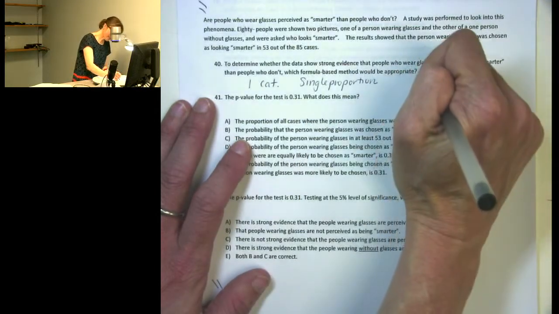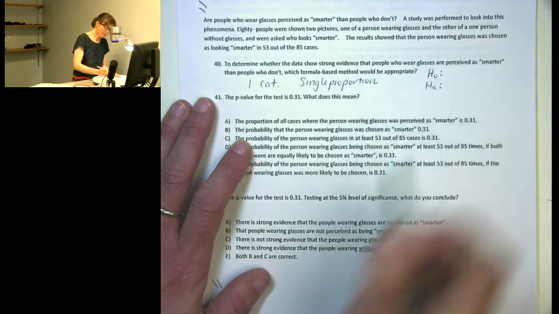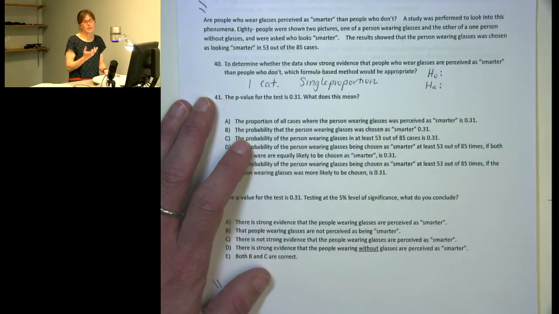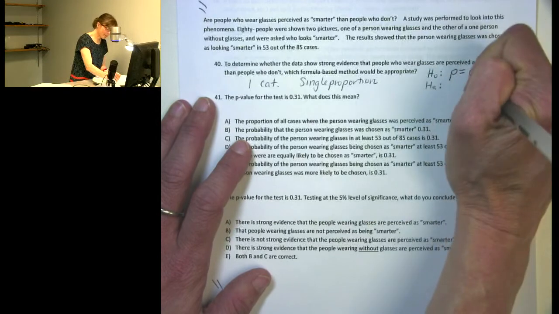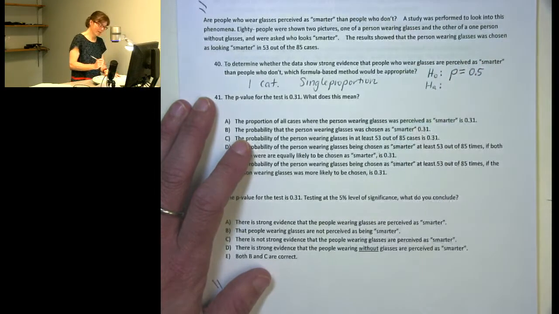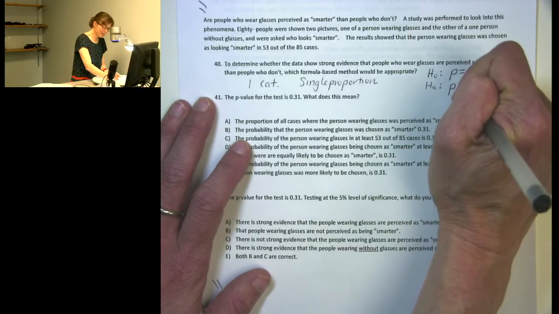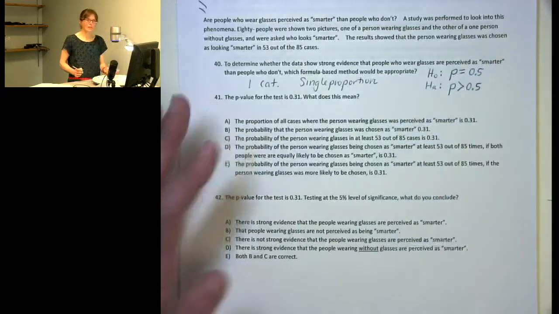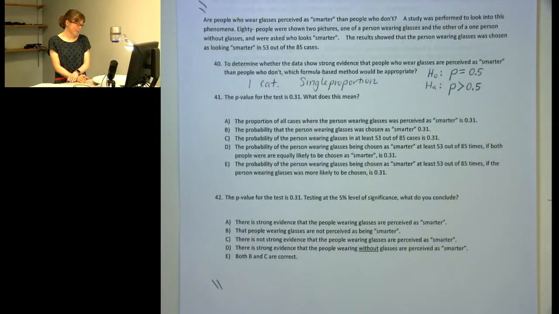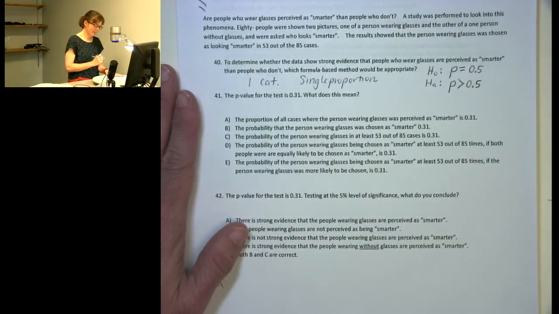And just thinking about what our hypotheses would be, our null hypothesis would be that people are equally likely to pick the person with glasses or the other one. So the proportion who picked glasses would be 0.5. The alternative would be that the proportion who say the person with glasses is smarter would be greater than half. They would be more likely to say the person with glasses looked smarter. And so if our p-value for the test is 0.31, what does that mean?